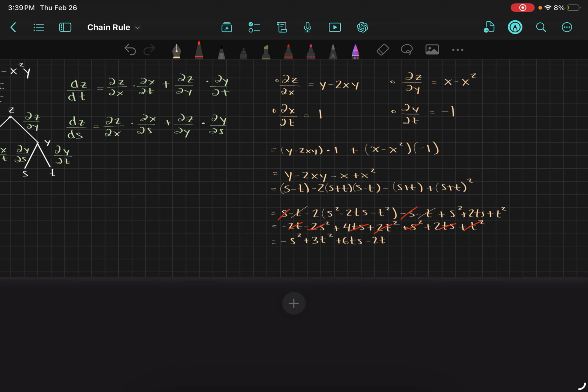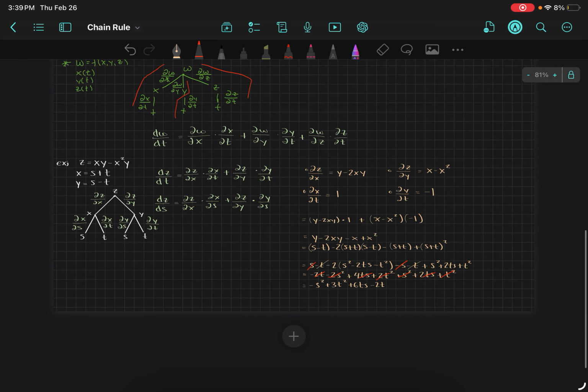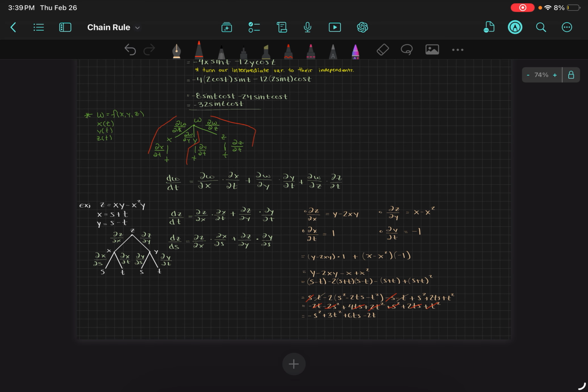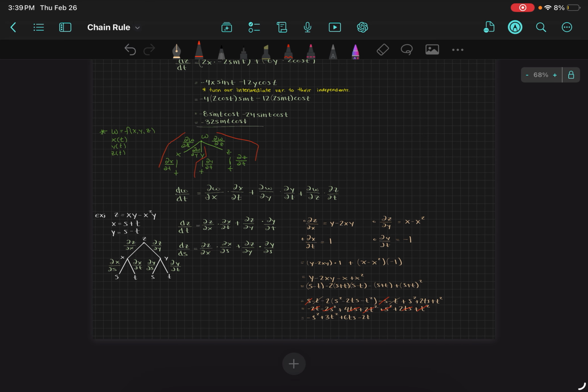Let me make sure that's right. That looks about right to me. I don't see a problem there. Worst case, I made a little bit of an algebraic error. Point of the story is, that is how the chain rule is conducted. That last example was a little bit messy. I apologize for that, but you get the idea. That is the chain rule. Thank you very much.